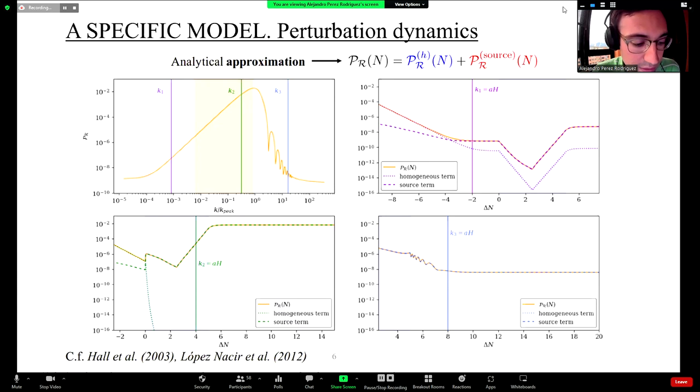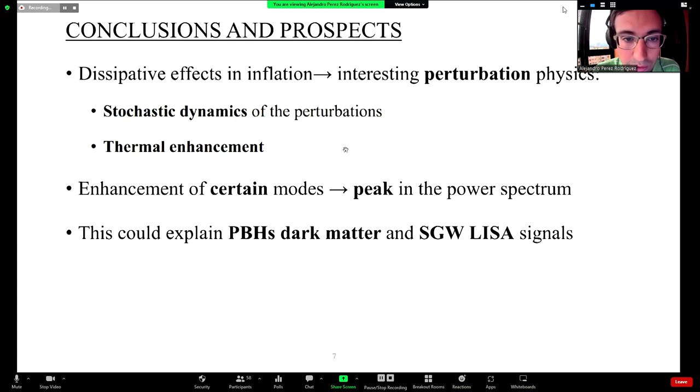And well, in these papers here, they have performed particular cases of the calculations we have done, and our results are consistent with theirs in the appropriate limit. So let me just finish with a summary of the main points. We have seen that dissipative effects during inflation introduce quite interesting physics at the perturbation level. They introduce a degree of randomness due to stochastic dynamics, which again are due to the thermal noise. And this thermal noise leads to a thermal enhancement of the modes of the perturbations.